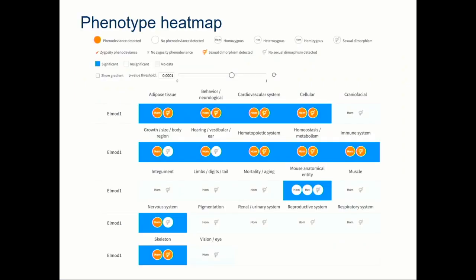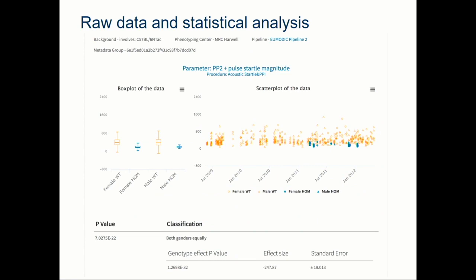And this is the high-level heat map overview of what we found from the IMPC pipeline. So in blue and the orange circles is where we found a significant hit. And you can see we found hits in adipose, behavioral, cardiovascular, cellular, growth, hearing, homeostasis, immune, nervous, and skeletal phenotypes. So all over the body system, all over the potential disease areas. And you can drill down into each of these to see the individual genotype-phenotype associations, as well as looking at the raw data and the box plots of the actual raw data.